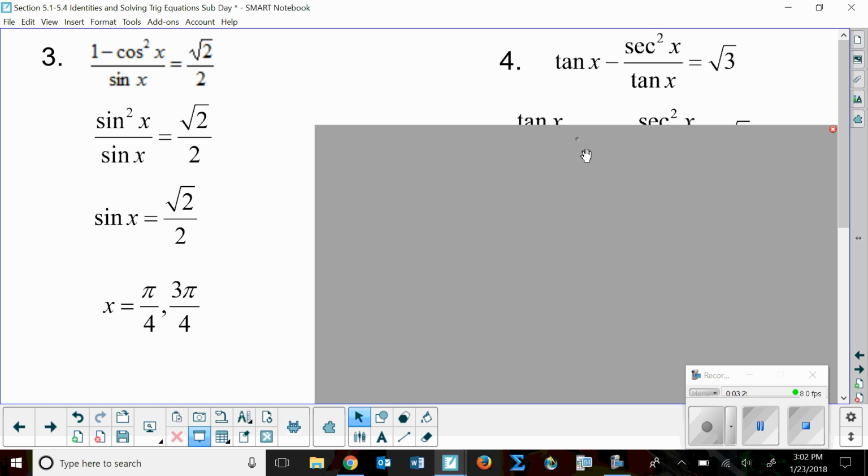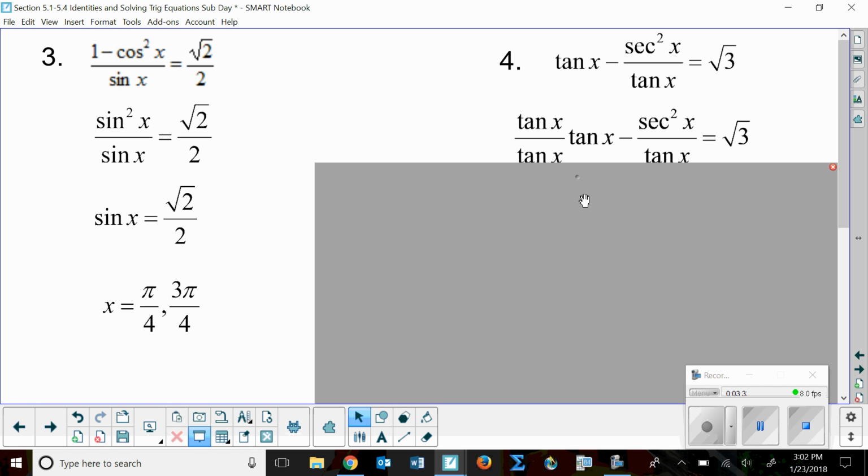On this right side, in order to subtract fractions, you need a common denominator. So I took tangent x and I multiplied by tangent x over tangent x.